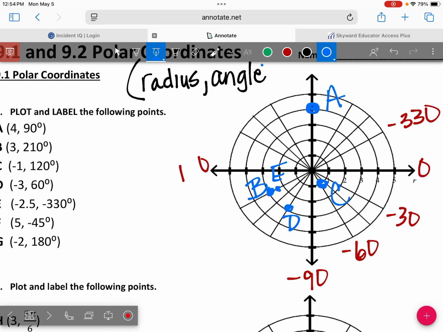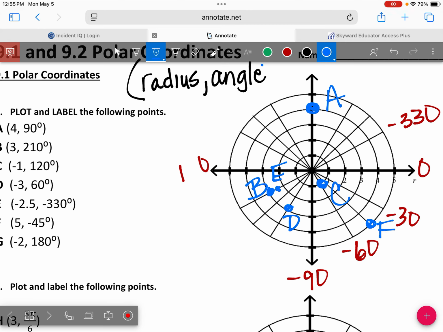All right, next is F. So we got negative 45. So negative 45, that would be right here. But this is positive 5, so I'm going to count forward, and I'm going to land right here, right on the edge. That would be point, where we at, F.